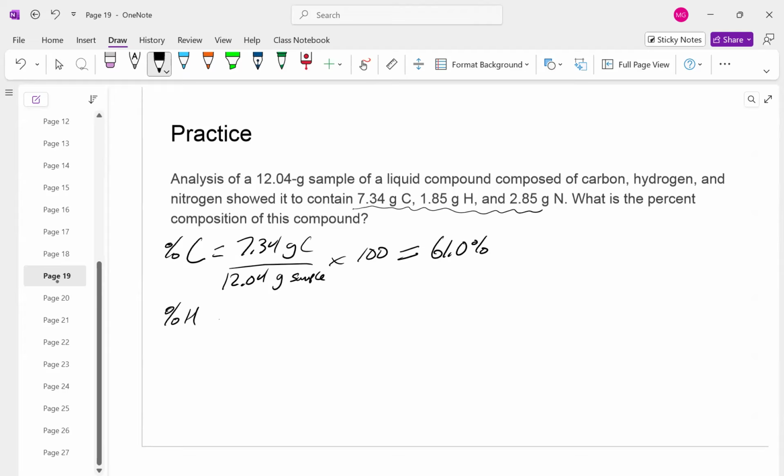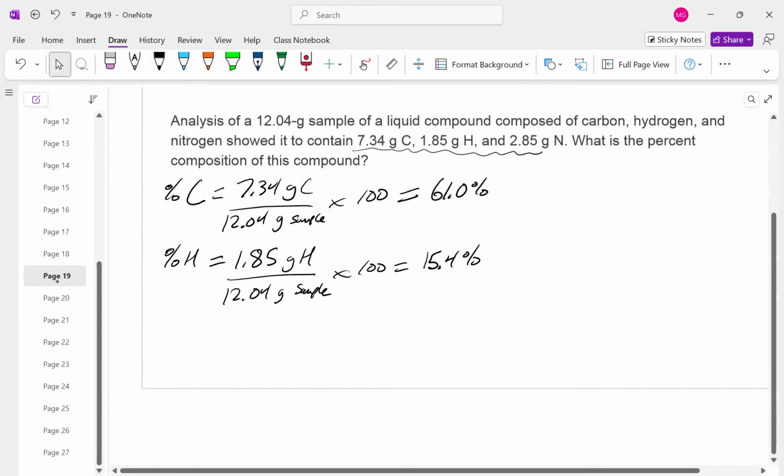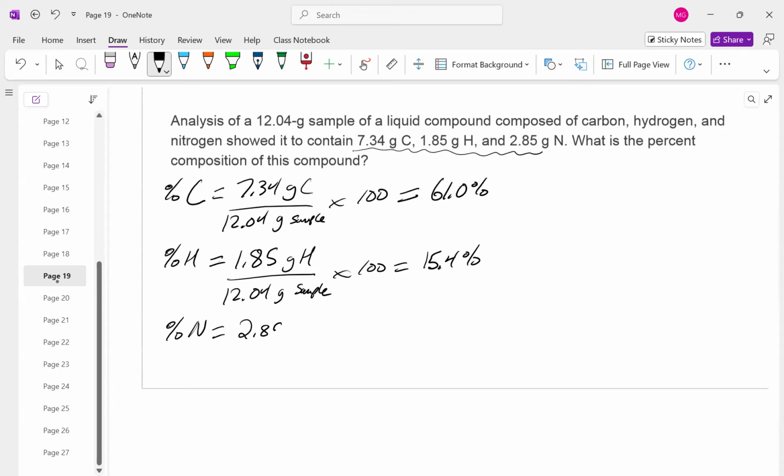I'll do the same thing for hydrogen. So there was 1.85 grams of hydrogen found to be in the sample, and the sample, again, same value of 12.04 grams. And I toss that in the calculator, comes out to 15.4%. And then finally, for nitrogen, it's found to have 2.85 grams of nitrogen. And I'm going to divide that by the whole sample times 100.